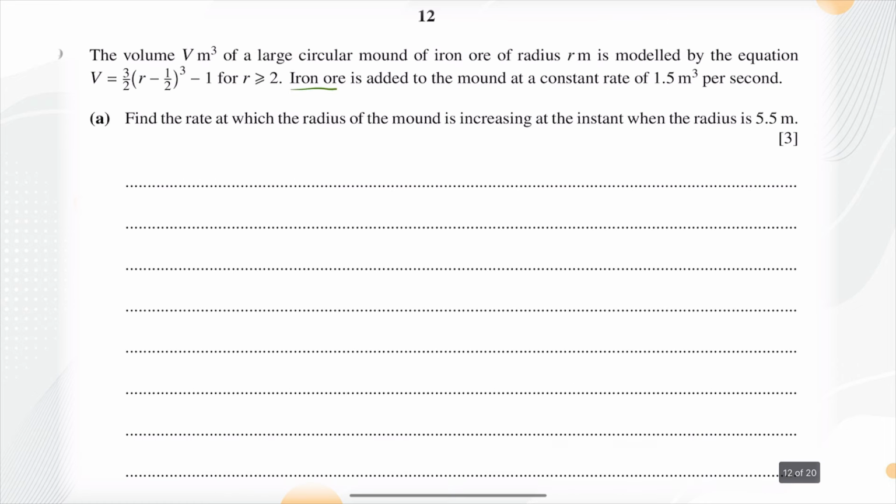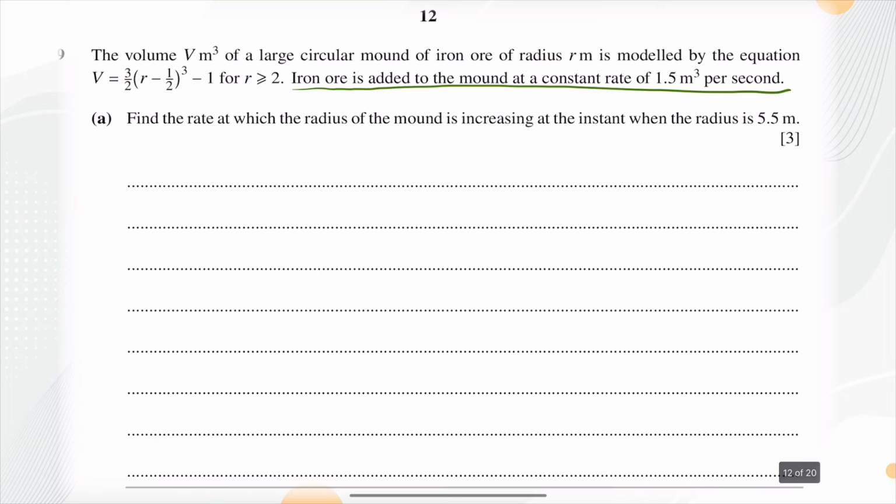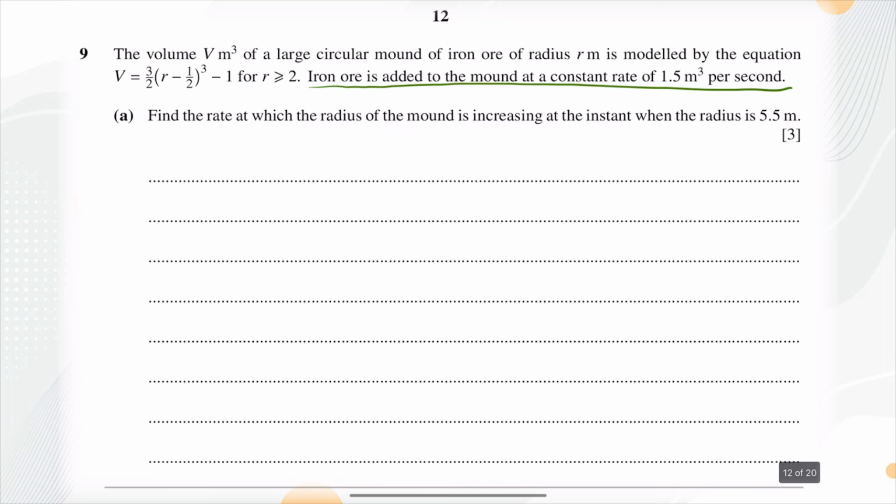What exactly are we given when it says 1.5 meter cube per second? Change in what exactly? Volume. Change in volume, very good. With respect to? Time. With respect to time, that's correct. Okay, so that means dV upon dt is equals to 1.5. In fact, there's no need to write meter cube, just write 1.5, that's good enough.